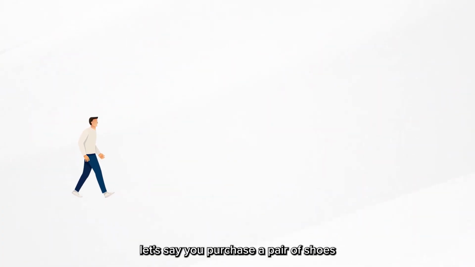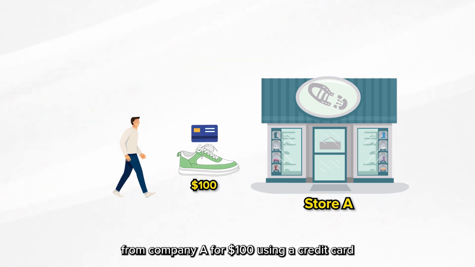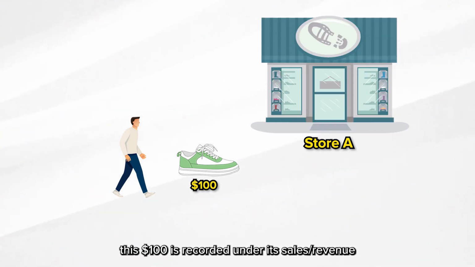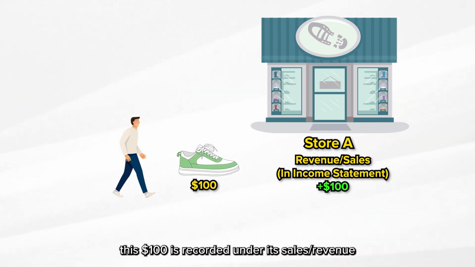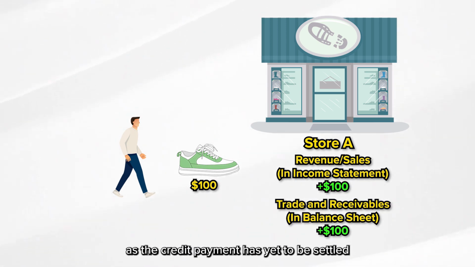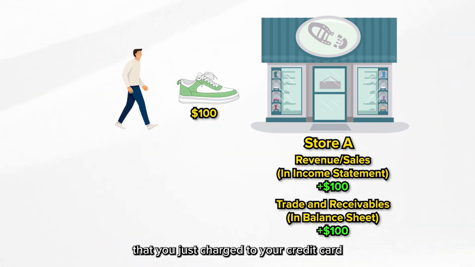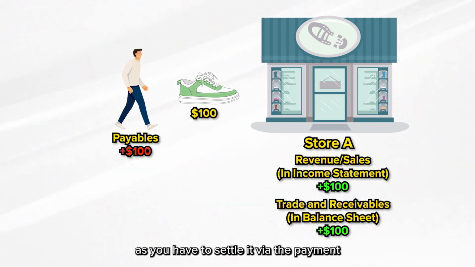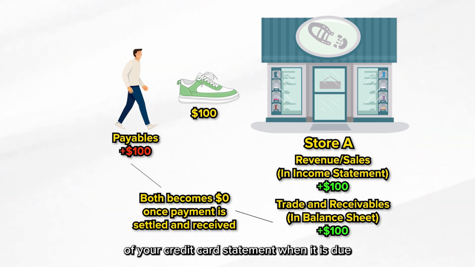Let's say you purchase a pair of shoes from company A for $100 using a credit card. For company A, this $100 is recorded under the sales or revenue in the income statement, and it is deemed as a receivable, as the credit payment has yet to be settled. On the other hand, the $100 you just charged your credit card will be a payable to you, as you will have to settle it via the payment of a credit card statement when it is due.